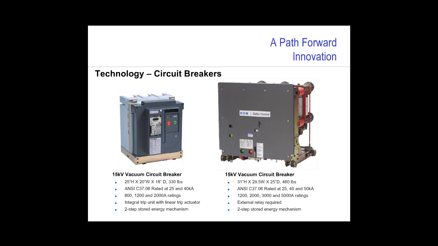The trip unit works in conjunction with a linear trip actuator that allows the breaker to clear somewhat faster under fault condition, 3 cycles versus 5. And it also includes in this design a 2-step stored energy mechanism, similar again to a low voltage power circuit breaker. The one on the right, the traditional design, would use an external relay to clear a fault, and it also applies a 2-step stored energy type of mechanism.